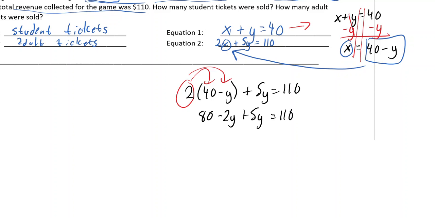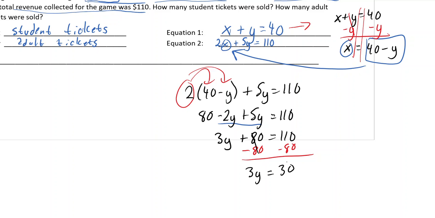Then you collect your like terms. Your like terms here are negative 2y and positive 5y. If you add those together, you get a positive 3y. You bring down your positive 80, and your equals 110. And then you solve by subtracting 80 from both sides. These will cancel. You'll have 3y equals 30. And then finally, you divide both sides by 3 to get that y equals 10.